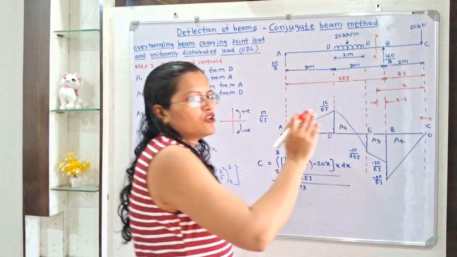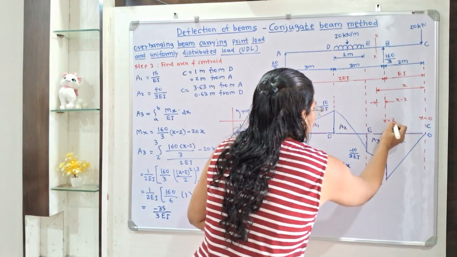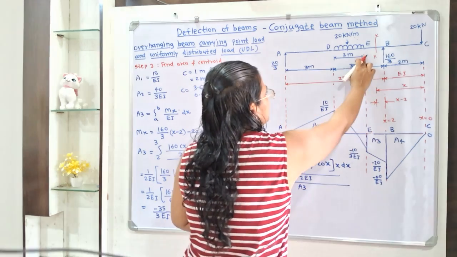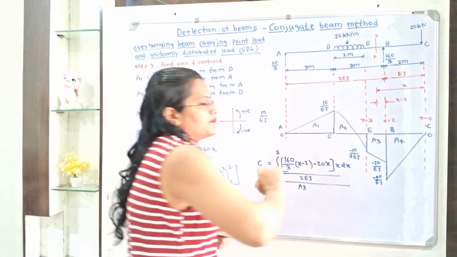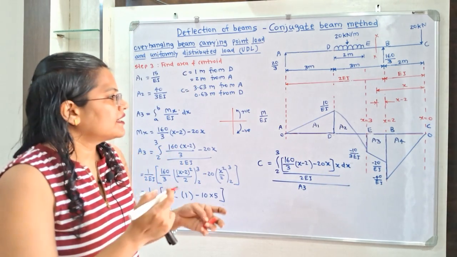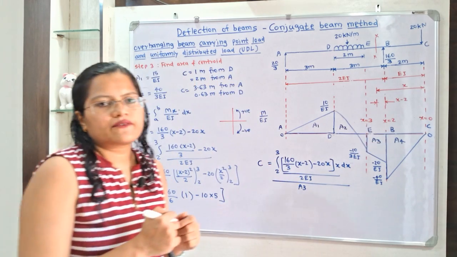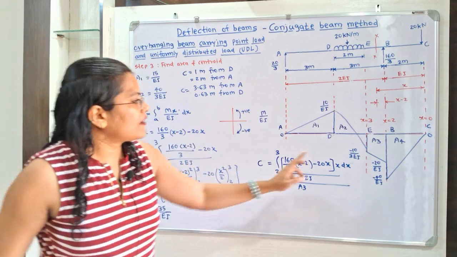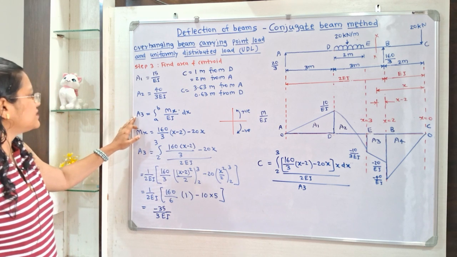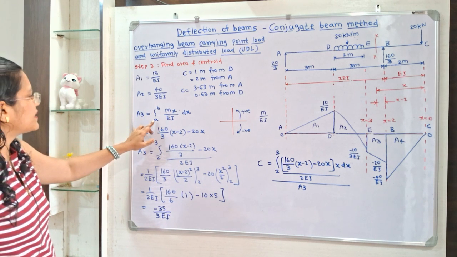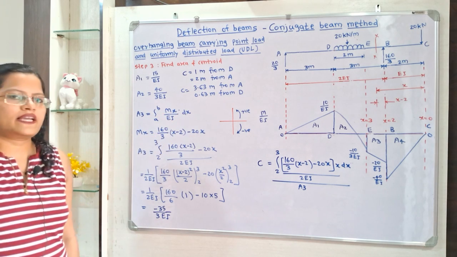At point B the value of x is equal to 2, and at point E, this distance is 1 meter, so x is equal to 3. So we have to select the area in between x is equal to 2 to x is equal to 3. So how to calculate this area? We have the formula: area is equal to integration from A to B of Mx by EI into dx.